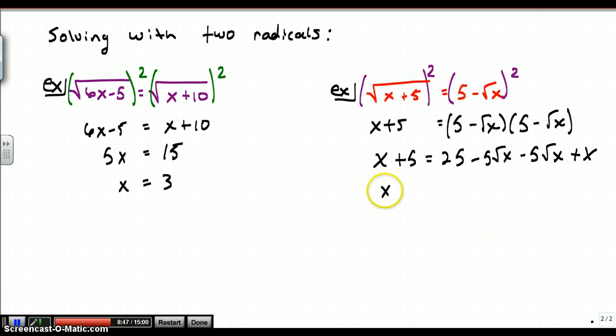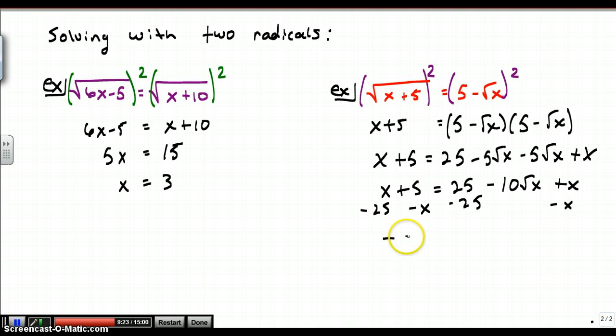So I'm going to keep simplifying. This becomes x plus 5 equals 25 minus 10 square root of x plus x. And I still have a radical. So I'm going to try to get this radical by itself and then square both sides again. So let's see if we can do that. If I subtract 25 and I subtract x, the x's cancel. And then 5 minus 25 becomes negative 20 equals negative 10 square root of x.